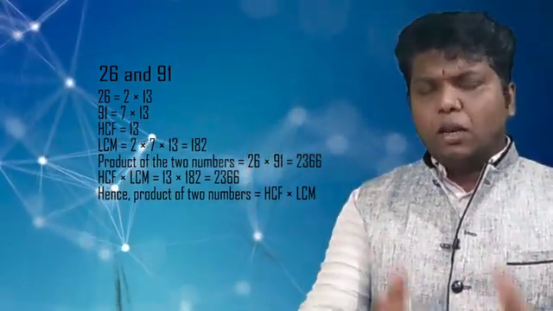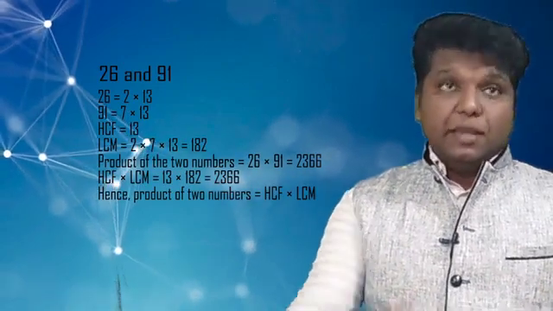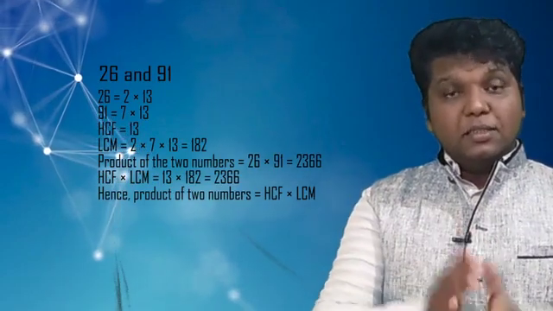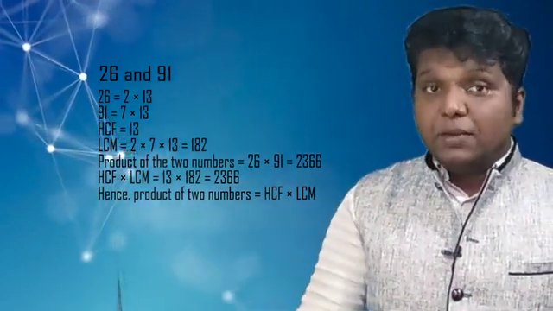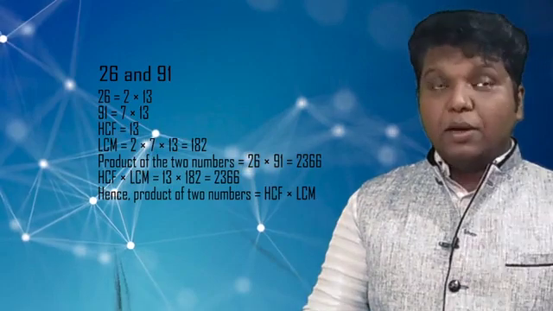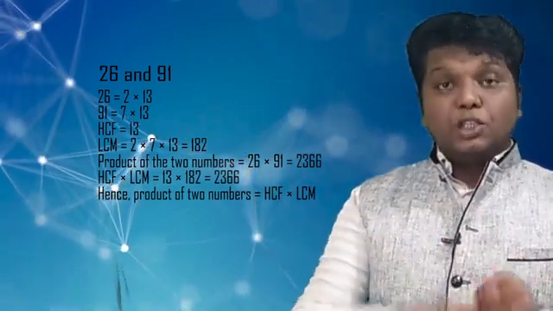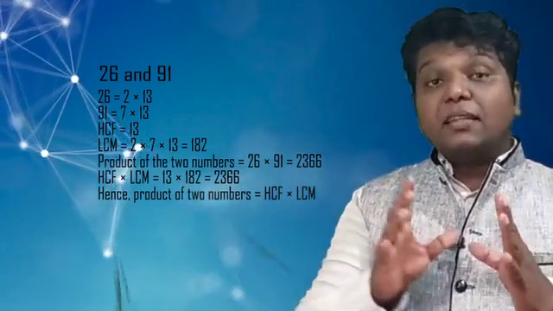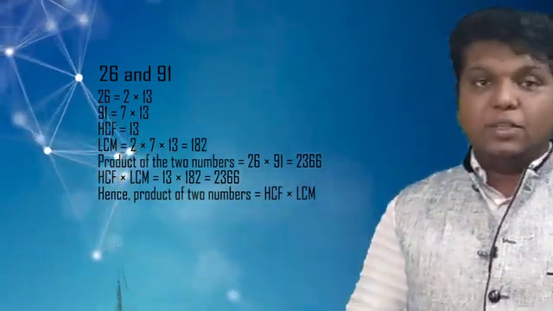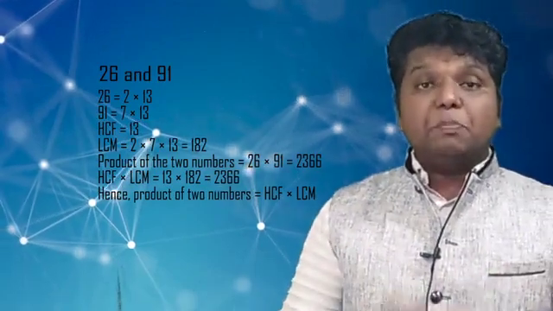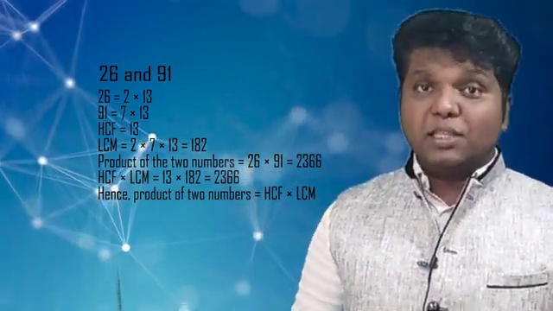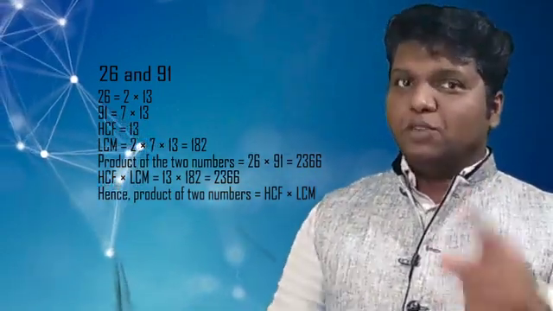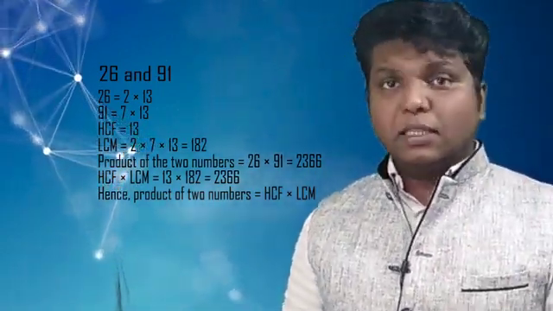How many prime numbers are included in these two numbers? Here you can see 2, 13 when you factorized 26. What about 91? When you factorized 91, what did you get? 7 and 13. That means 2 is there, then 7 is there, then 13 is there. These are the three prime numbers included here. So take the highest powers of everything. In this question, every number has exactly the same power, that means 1. So there is nothing to worry about.